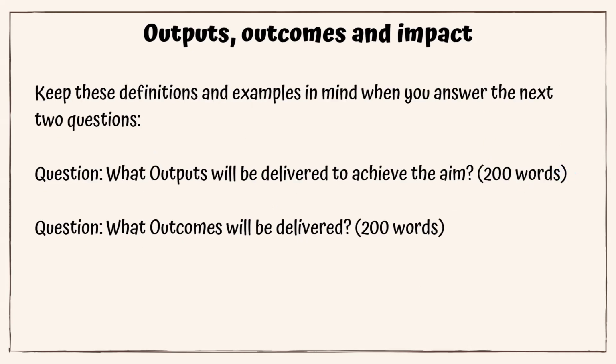So if you keep those definitions and examples in mind, there are 3 questions actually on this application. The first 2 are what outputs will be delivered to achieve this aim. So the project that you've just described is now asking you what outputs will be delivered to achieve the aim, and then what outcomes will be delivered. You've got 200 words to answer each of those.